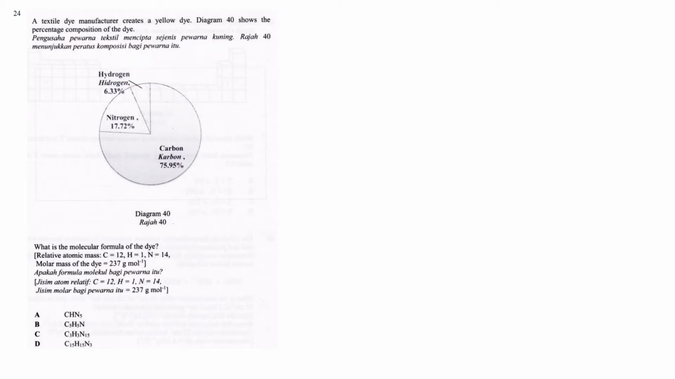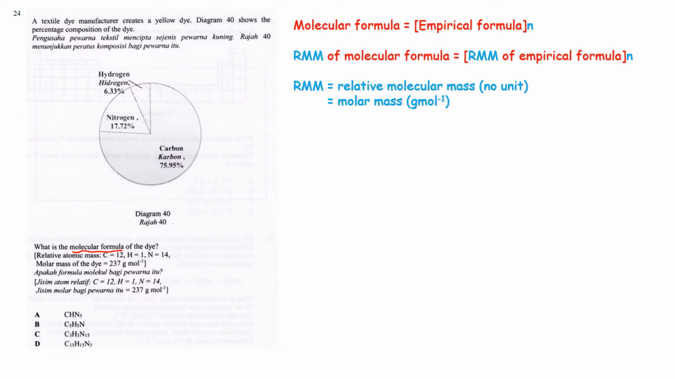Okay, a textile dye manufacturer creates a yellow dye. Diagram 40 shows the percentage composition of the dye. So this is a percentage given. What is the molecular formula of the dye? To find the molecular formula, you need this formula. This formula is very important.